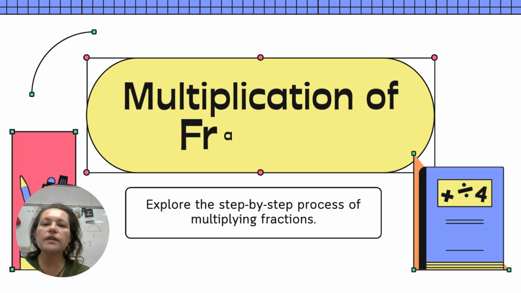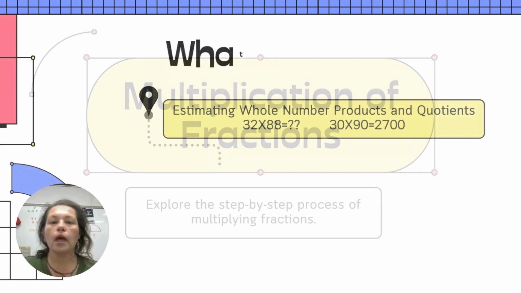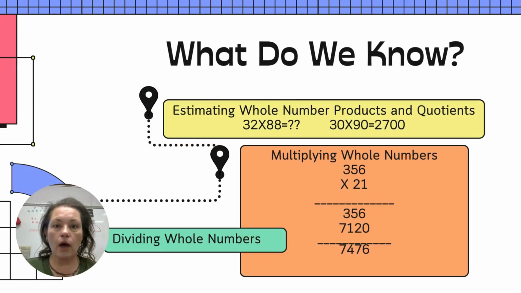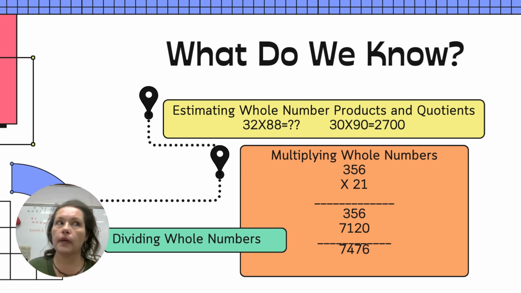Hi guys. So today we're doing multiplication of fractions and we're going to do the step-by-step process of multiplying the fractions. So we want to start off with our background knowledge. What do we know? We know how to estimate our whole numbers. If I asked you what 32 times 88 is, what would you guess? We round those up and do 30 times 90. You know 3 times 9 is 27 and add the two zeros, we've got 2,700.